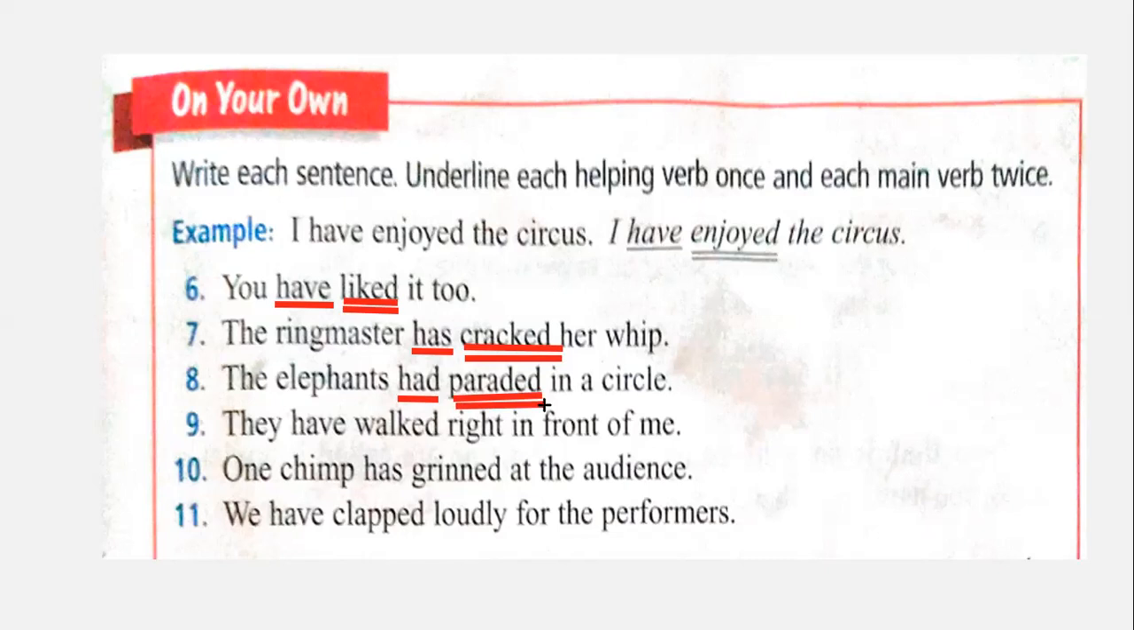Okay, number 9, they have walked right in front of me. Did you find it? Yes, have. How many times? Just one time, yes. And walked 2 times. You guys are so smart, I'm telling you. Number 10, one chimp has grinned at the audience. Ooh, that's scary. Okay. So, has, identify it by underlining it once, and grinned, underline it twice.